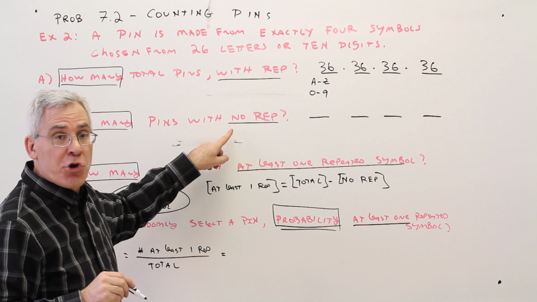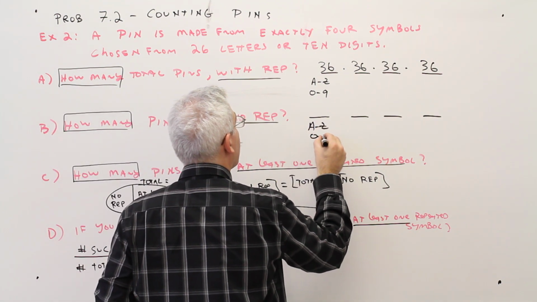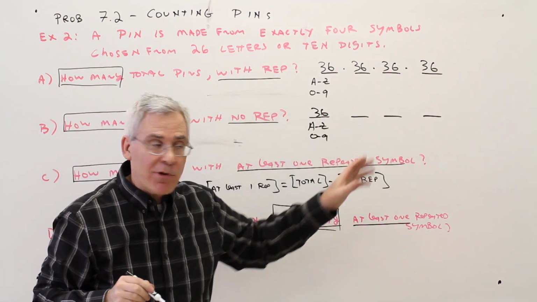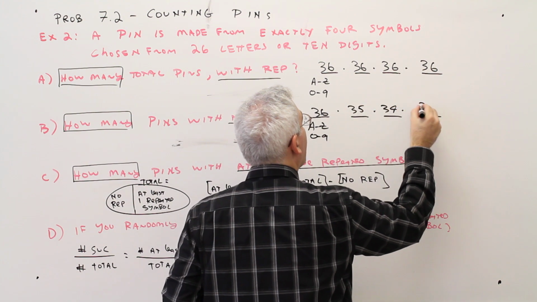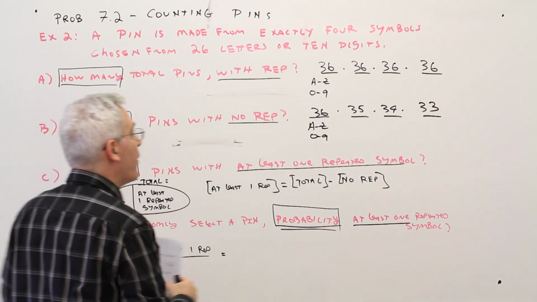Same problem, no repetition allowed. Again, I can be A to Z, 0 to 9, 36. Once I choose a symbol, I can't repeat it. So 36 times 35 times 34 times 33. Okay, I'll punch out numbers for that.